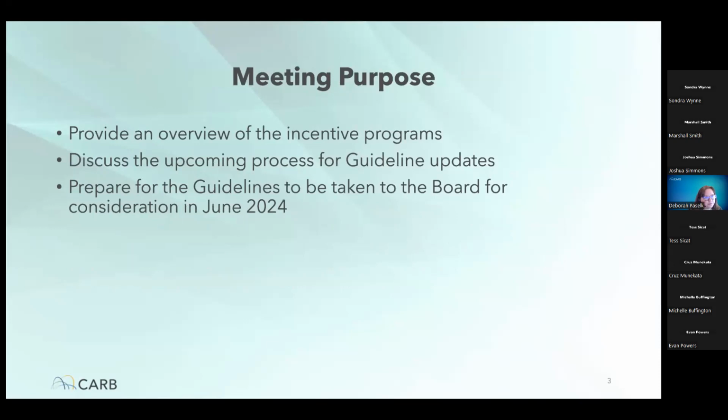So in this first workshop, we'll be providing an overview of the incentive programs. Today's workshop will specifically cover the Moyer Program and the Farmer Program. Again, each program will have future workshop meetings held separately, and these workshops will prepare the respective guidelines to be taken to the board for consideration in June of 2024. Next slide.